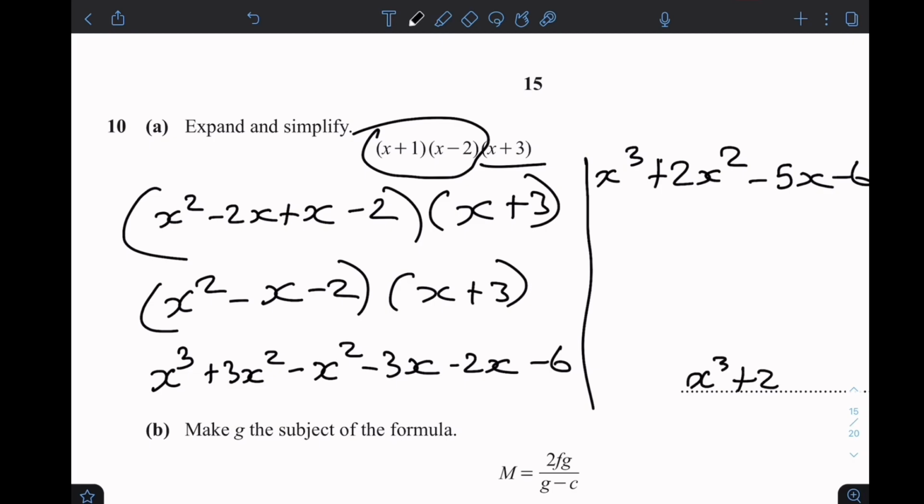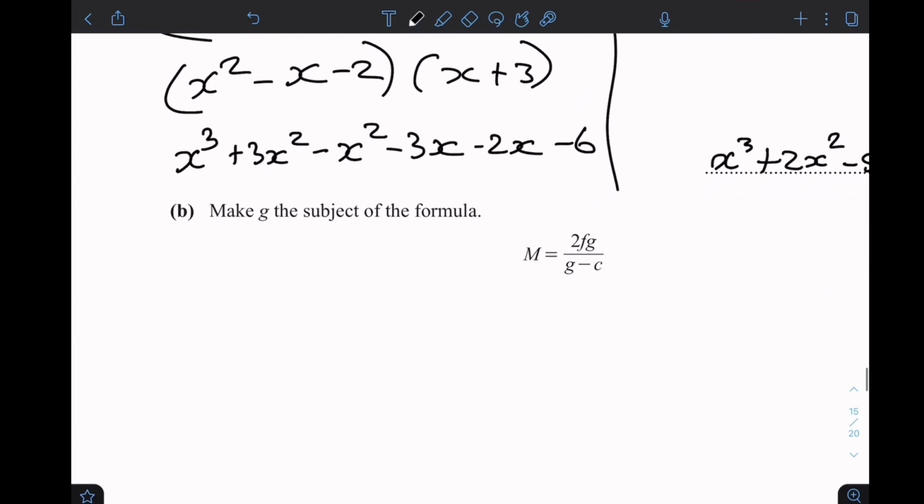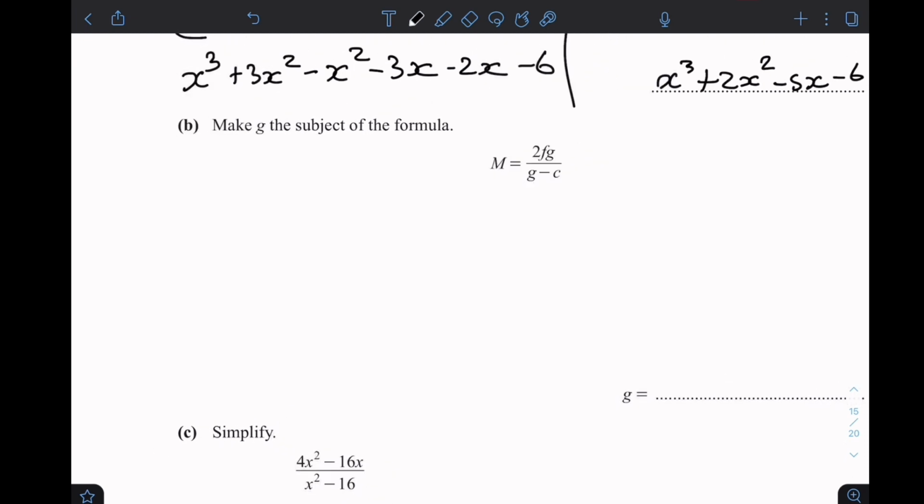X cubed plus 2x squared minus 5x minus 6. Now, you have to make g the subject of this formula. Okay, so what you can do is first take this to the other side. Okay, mg minus mc is equal to 2fg. Okay, then let's take this here, right? Let's take this here and take this here, okay?